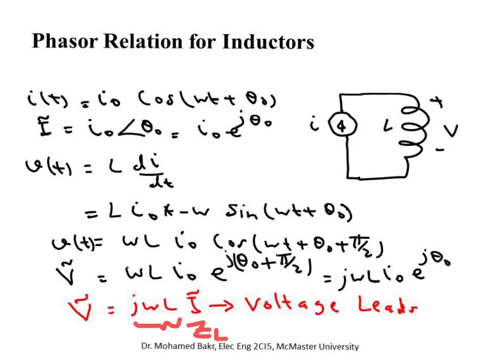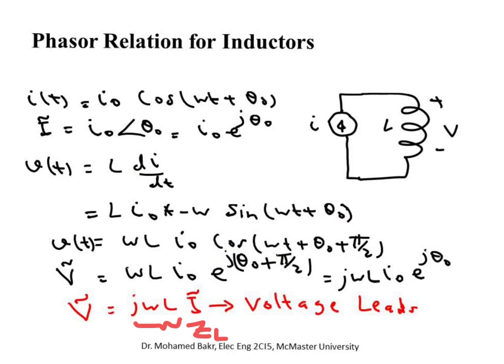Okay? So what this relationship is saying is that if you have a sinusoidal current, then the voltage will also be sinusoidal. But its magnitude or its amplitude will be equal to the amplitude of the current multiplied by omega L. And its phase, the phase of the voltage, will be the phase of the current plus pi over 2, because this j represents a phase shift of pi over 2. This j is e to the j pi over 2.